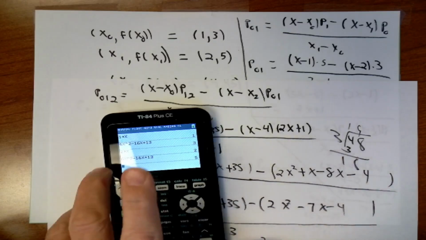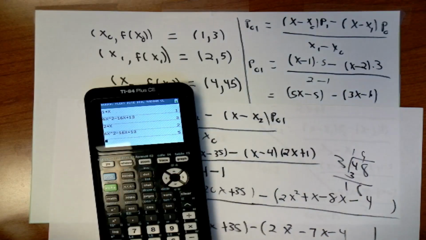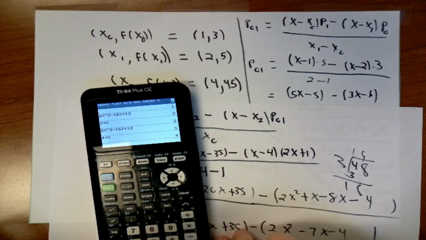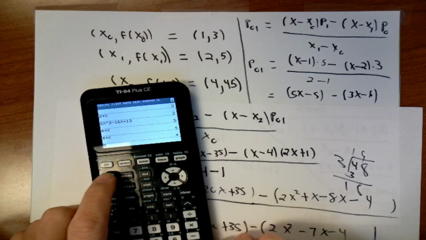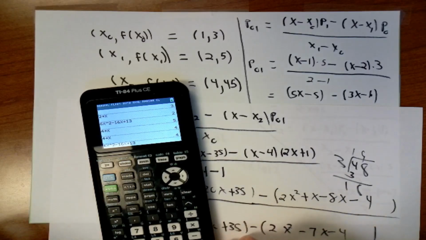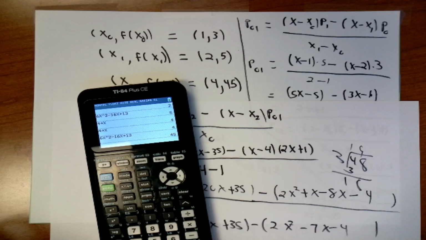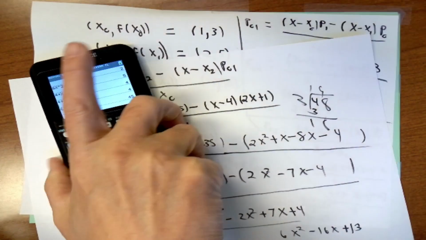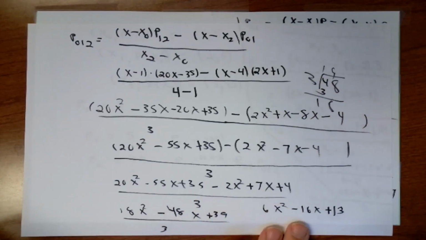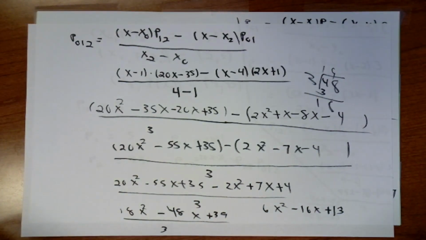And I get a 5. When I put the 4 in, I'm supposed to get 45. And I get a 45. This verifies that my answer is right. This is the interpolating polynomial of degree 2 or less that interpolates my data set.